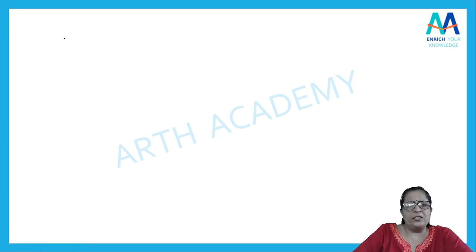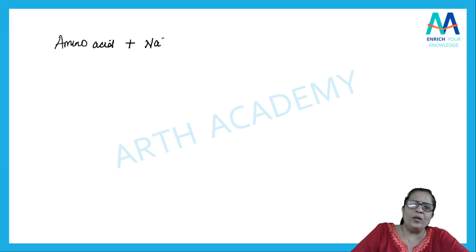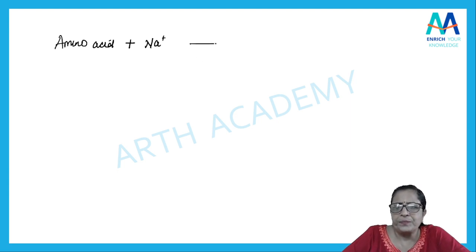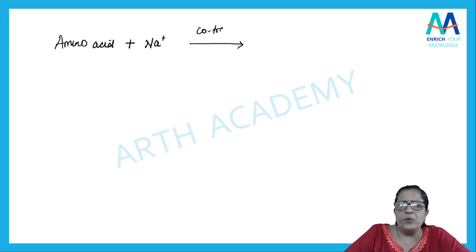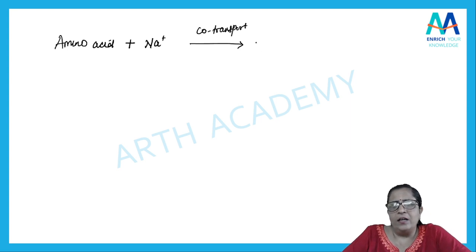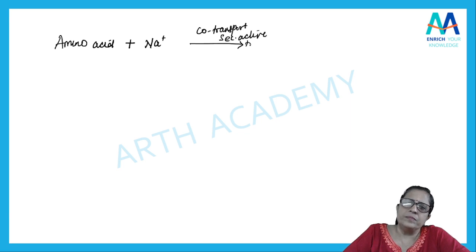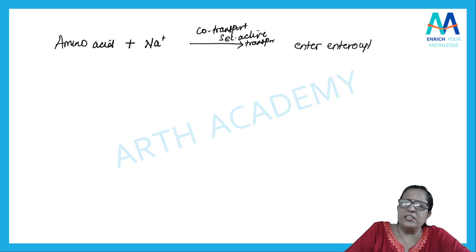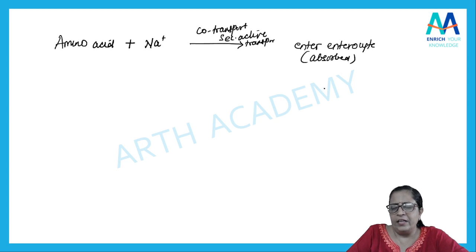So what we have seen in a simple way, I can write here: if the protein is in the form of amino acid, then it will be co-transported along with the sodium. Co-transport. Yes, or we can say it is secondary active transport. And it will enter where? It will enter the enterocyte. That means it is absorbed, isn't it? It is being absorbed inside, and from the enterocyte it will go out.